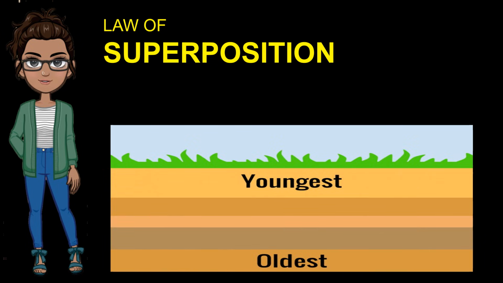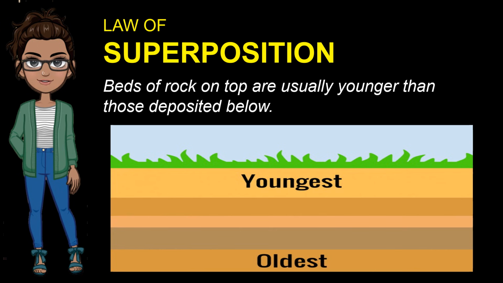The law of superposition states that beds of rock on top are usually younger than those deposited below. This is logical. Consider a layered cake or stack of books. You can't add another layer unless one already exists to begin with. By understanding the law of superposition, you can make general statements about the ages of these rock units.